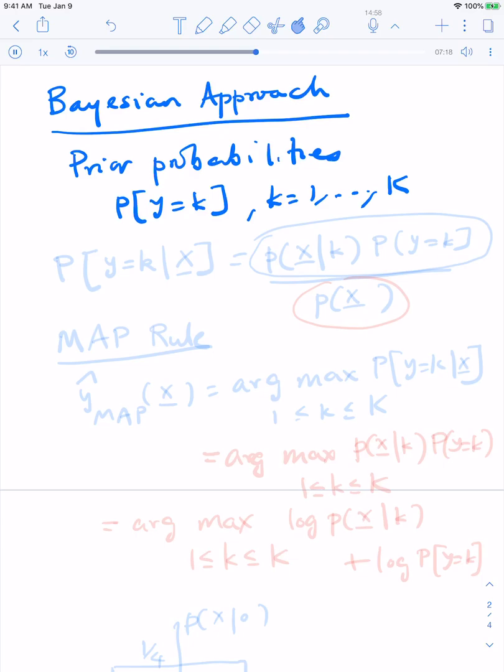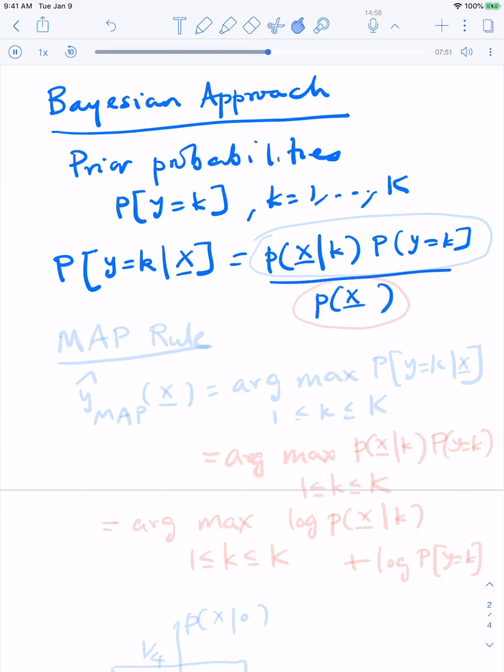Now you can actually apply Bayes' rule to compute posterior probabilities. So now you can say, okay, now that I've seen my data, can I compute the probability that y is equal to a particular hypothesis given that I've seen the data? And so now I apply Bayes' rule and say, this is going to be the probability of x given k times the probability that y equals k, divided by the probability of x.